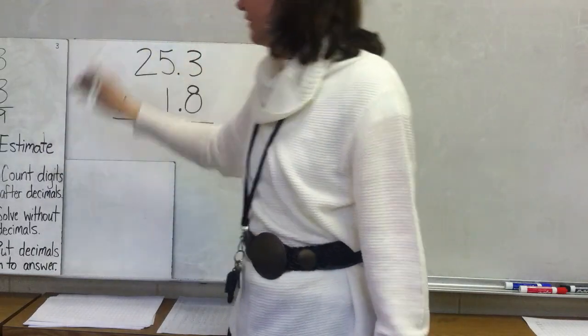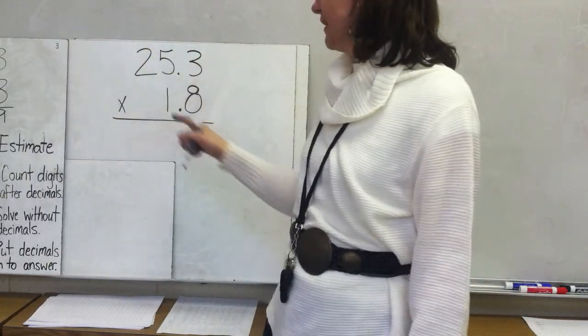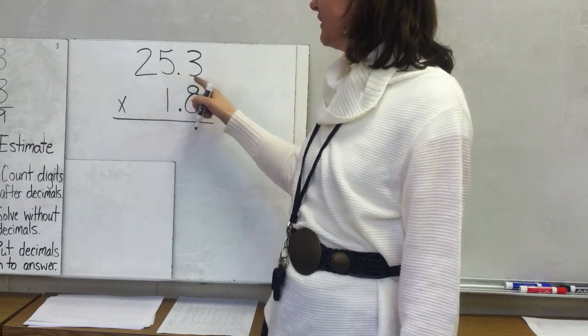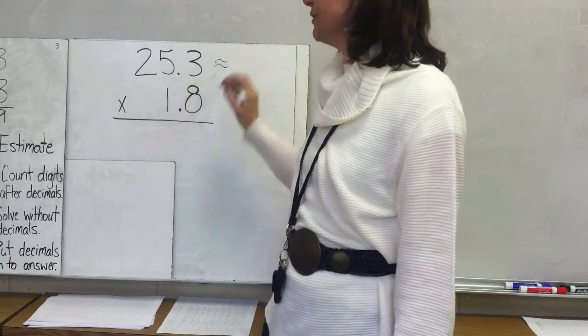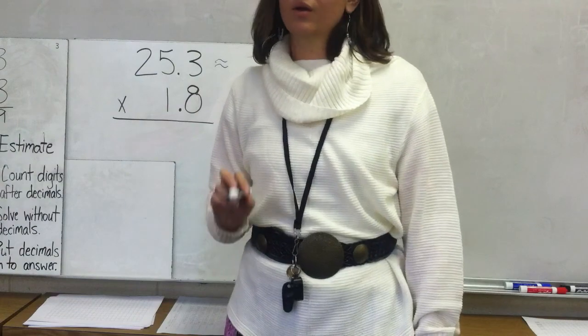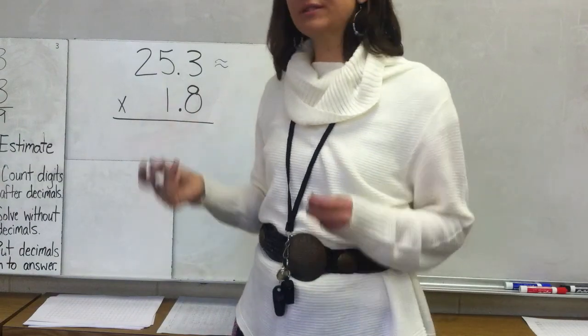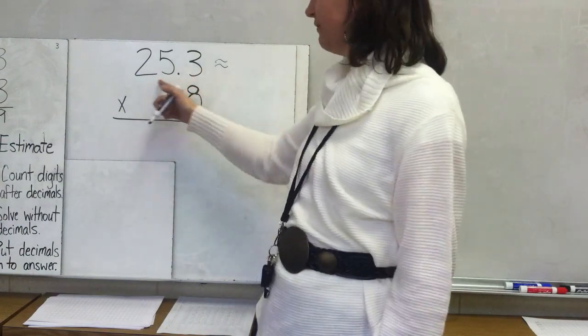I'm sure you can see. It's estimate. We want to estimate. We have 25 and 3/10. What whole number is that closest to? Well, hopefully you saw that that is closest to 25, right?